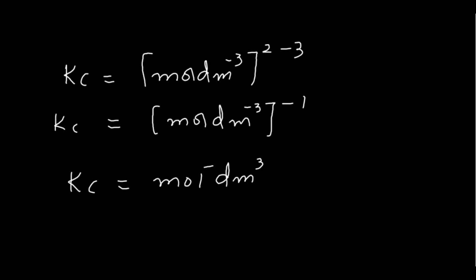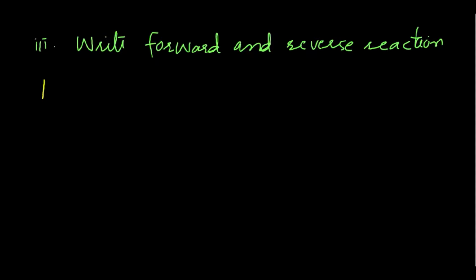Now students, we will see what is the next question. In the next question, we are asked to write the forward as well as the reverse reaction. First of all, we will write the forward reaction. Now students, we know what the forward reaction is. This is the conversion of a diatomic molecule of oxygen into ozone. Right, students? So we write the forward reaction.